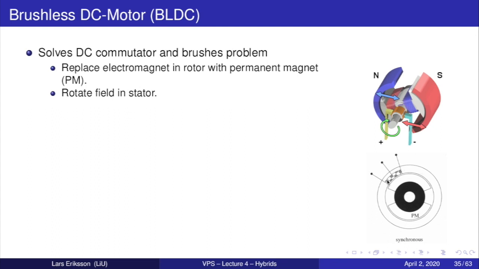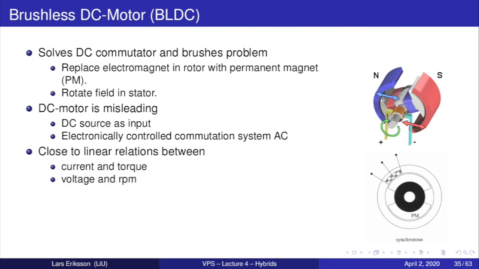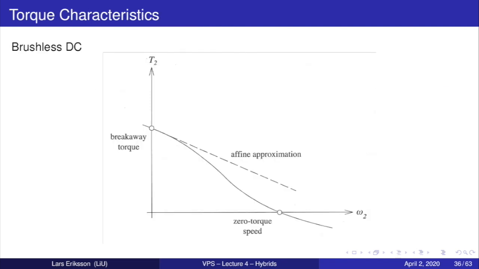With the aid of the computer we are rotating the field around here, and we're pulling the permanent magnets to follow that field. And there are specific devices that you can buy to directly control BLDC machines. The usage of DC motor is partly misleading because the source is DC to the computer, but the computer controls the electric machine in a more complex way. That's an alternating current. We are close to linear relations between current and torque and voltage and RPM. So here's an example of that close to linear relation.